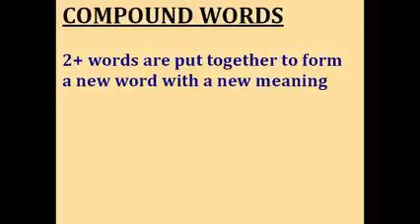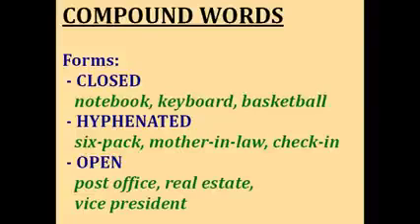Compound words are when two or more words are put together to form a new word with a new meaning. Now there are three forms of compound words. The closed form, where the words are together, like notebook, keyboard, and basketball. The hyphenated form, where the words are joined by a hyphen, like six-pack, mother-in-law, and check-in. And we have the open form, where the words are separated by a space, and some examples of that are post office, real estate, and vice president.